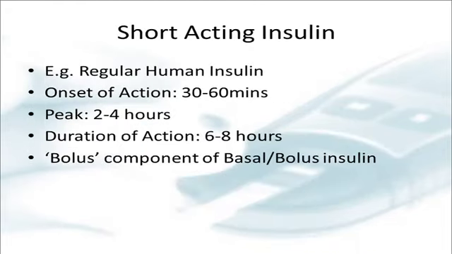Short-acting insulin, or regular human insulin: onset of action is 30 to 60 minutes. Its peak is within 2 to 4 hours, and it works for 6 to 8 hours. Remember that regular human insulin is the ideal insulin that we use when we want to treat patients with ketoacidosis. It's also the bolus component, and particularly in the public sector, you will find that regular human insulin is generally used as the bolus component of the basal bolus insulin regimen.